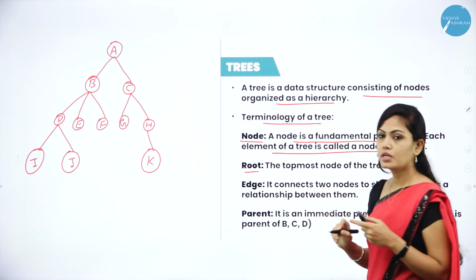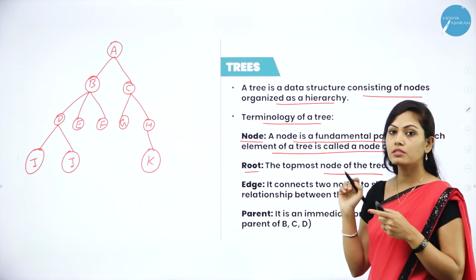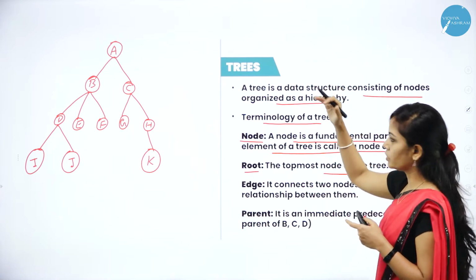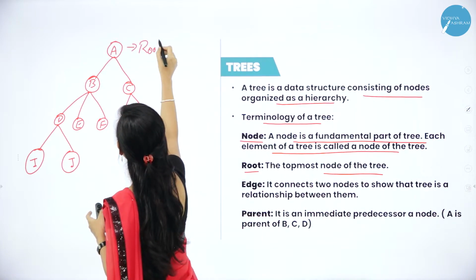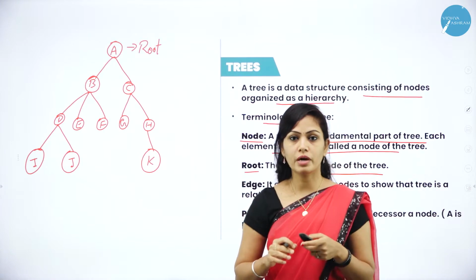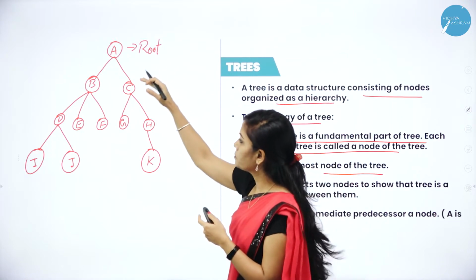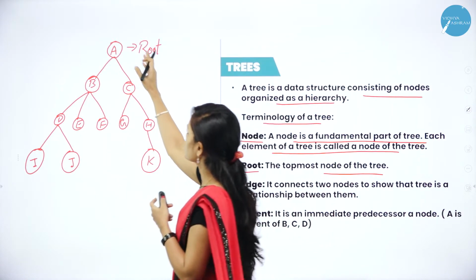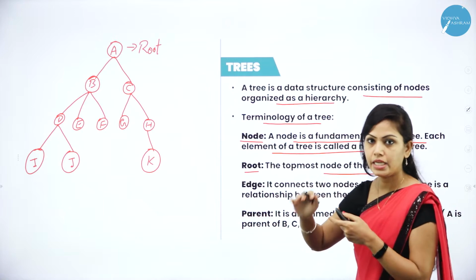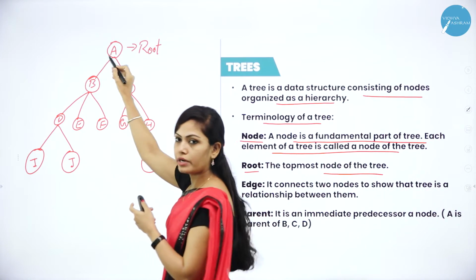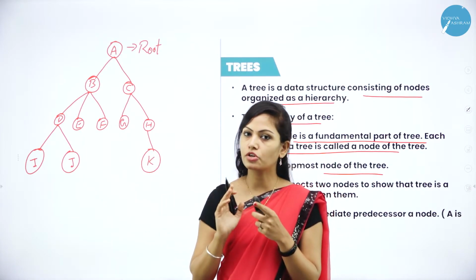And root. What is the meaning of root? The topmost node of the tree is called the root. Generally, an actual tree grows from the ground into the air, but in a data structure, the tree grows from top to bottom. Clear? This is called the root of this tree. The topmost node is A, so A is the root of this tree.